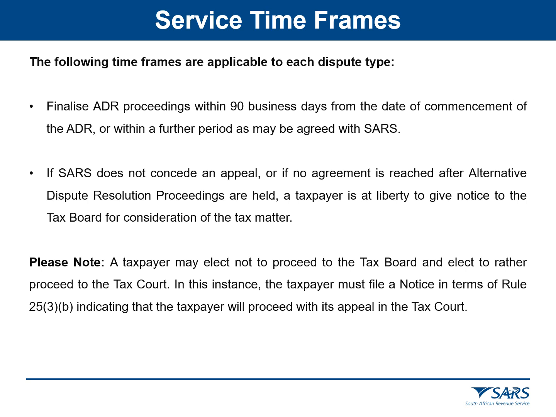If SARS does not concede an appeal, or if no agreement is reached after the ADR process, a taxpayer is at liberty to give notice to the tax board for consideration of the tax matter. Please note, a taxpayer may elect not to proceed to the tax board and elect to rather proceed to the tax court. In this instance, the taxpayer must file a notice in terms of Rule 25 subsection 3(b), indicating that the taxpayer will proceed with its appeal to the tax court.